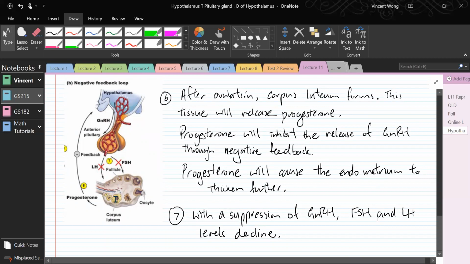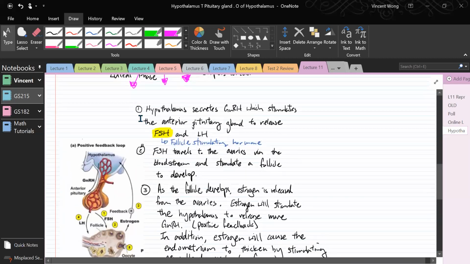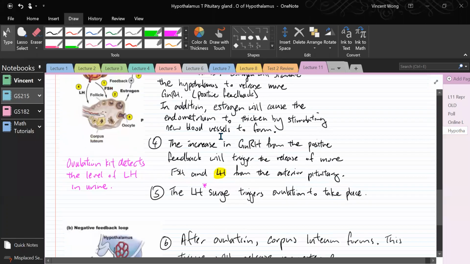Also, without the corpus luteum, the progesterone level will drop, and with a lowering in progesterone level, the GnRH is no longer suppressed. You see, the progesterone was inhibiting the release of GnRH through the negative feedback, right? So if you take away the progesterone, the GnRH will now bounce back. And once the GnRH increases, then it will take you all the way back to step number 1, right? The GnRH will then stimulate the anterior pituitary gland to release FSH and LH, and then a new follicle will develop in the new cycle, and then the whole thing just repeats itself.